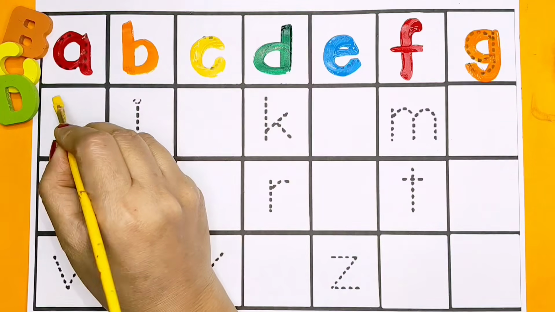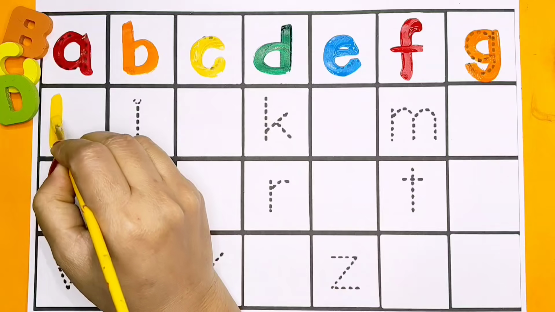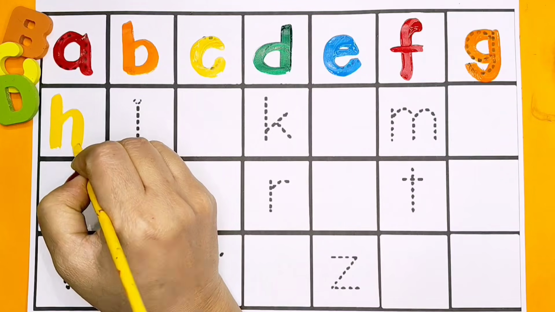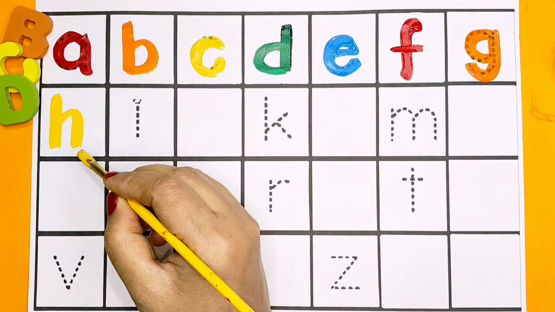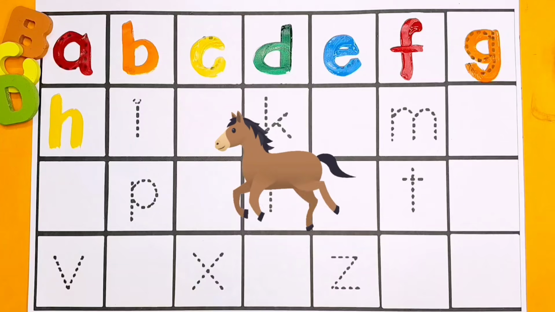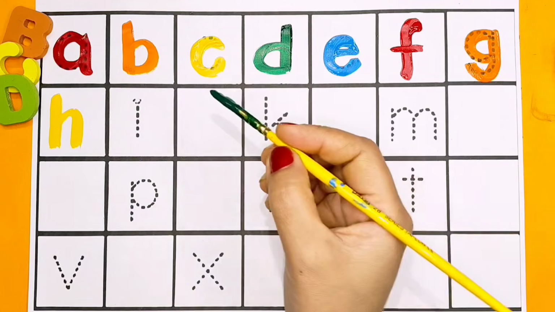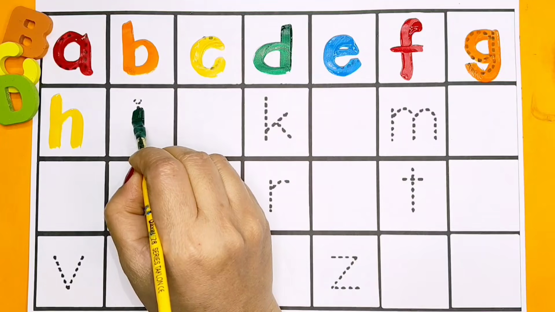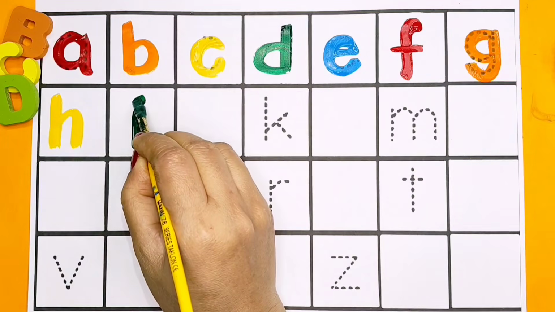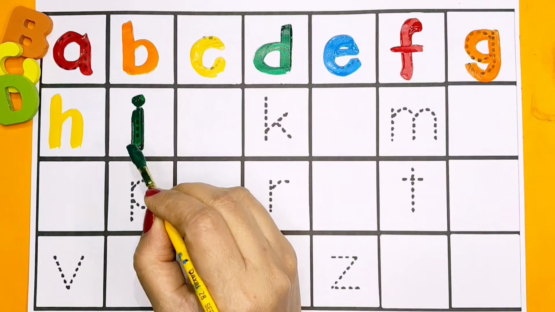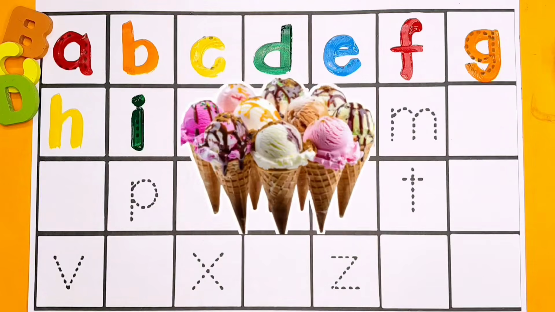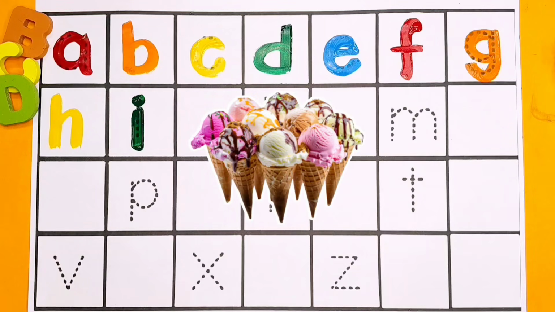Yellow color. Missing letter H. H for horse. H for horse. Dark green color. I. I for ice cream. I for ice cream.